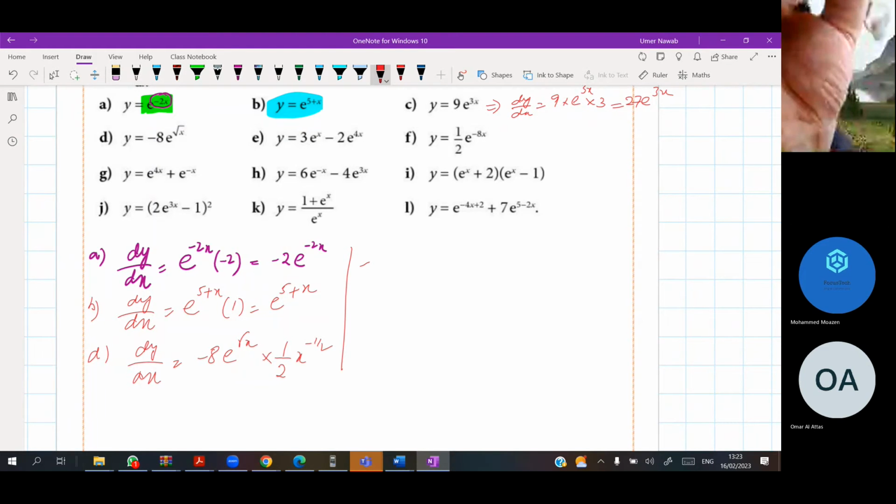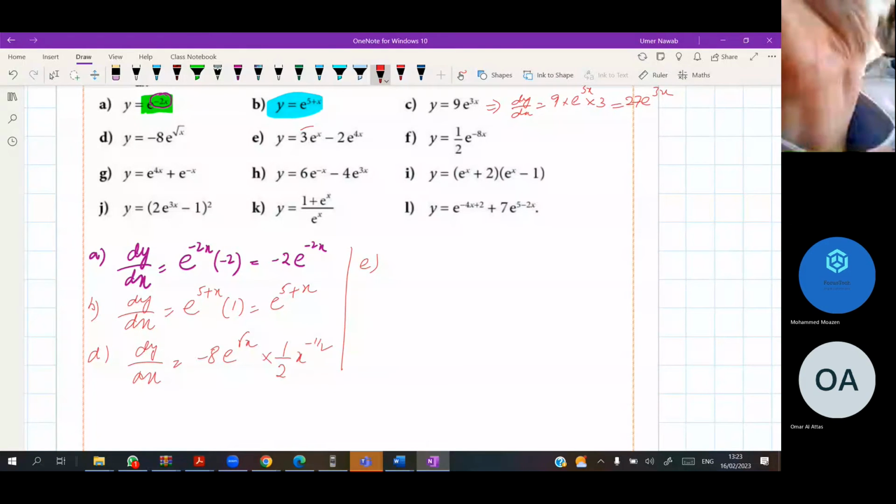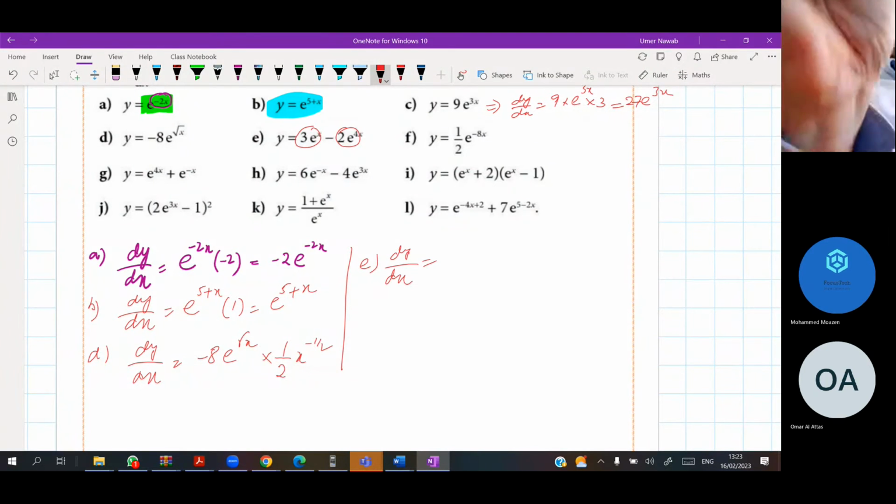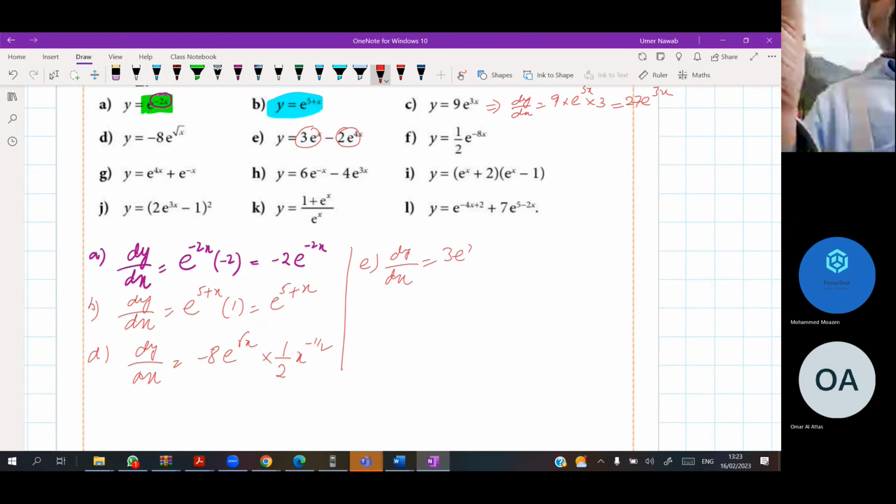If we go to the e part, we have two terms. So when I go with dy by dx, 3e^x as it is, minus 2 e raised to 4x times the 4. And then finally, I will get 3e^x minus 8e^(4x).